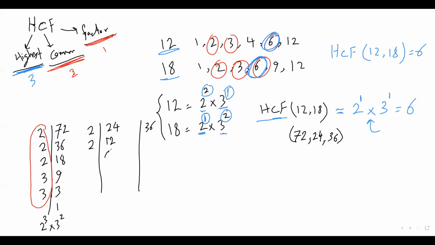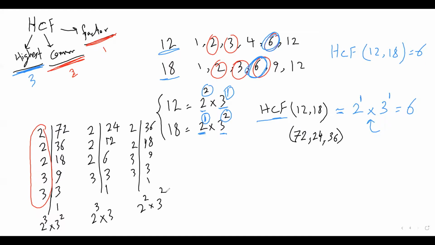So 2, you get 6. Again 2, you get 3. Now it's time to move to 3, which you get 1. So 24 is 2 to the power of 3 times 3. For 36, I start with 2. You get 18, 2, 9, 3, 3, 3, 1, right? So it's 2 to the power of 2 times 3 to the power of 2, right?